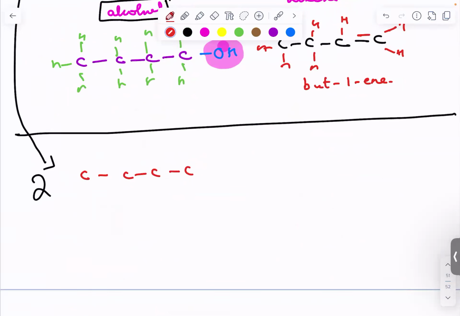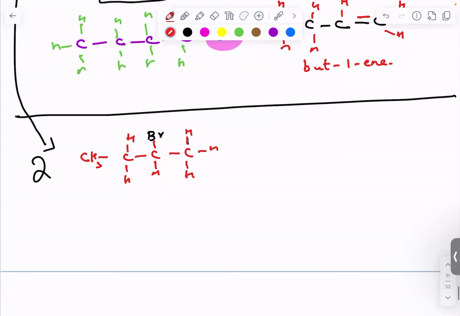So let me make this. This will make a great difference. So this is now, beta, CH3, H, H, H, H. This would be bromine, Br, H. No, I'll use the same color. Oops, H, H, and H. So this is right now 2-bromobutane. Is it clear? Any confusion in this?